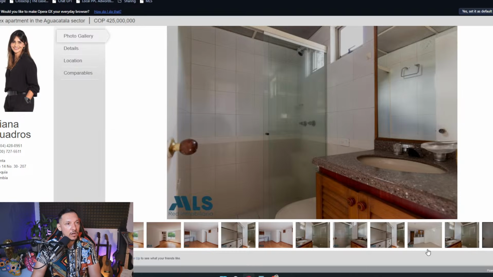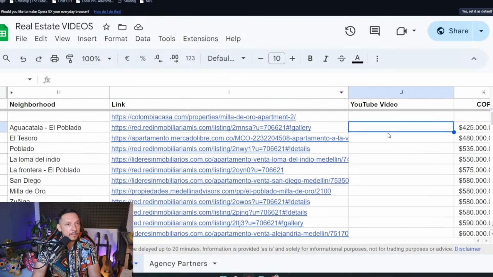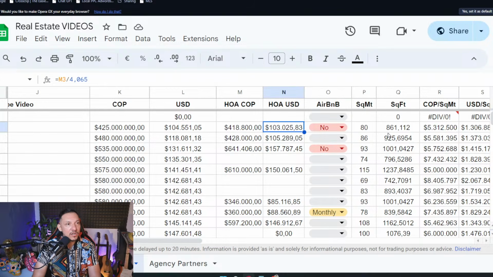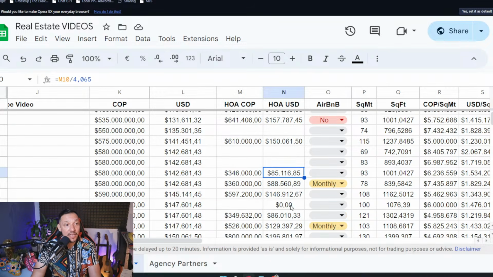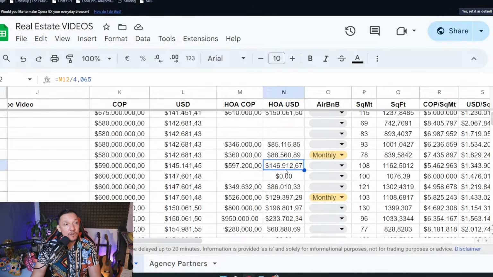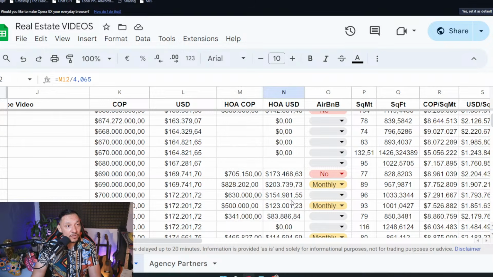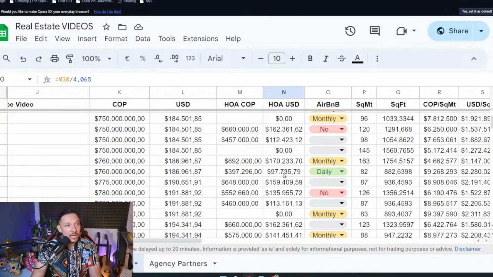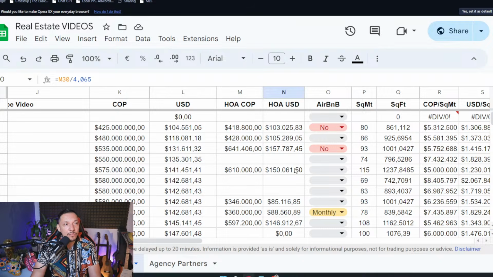Downstairs. Okay, let's look at this. I know, so this one's about $104,000, $105,000. The HOA is $103 per month. See how the HOAs are so cheap here? $103, $105, $88 per month, $85 per month, $146. Nothing has gone over $200, except $203 here. So HOAs are pretty cheap here.